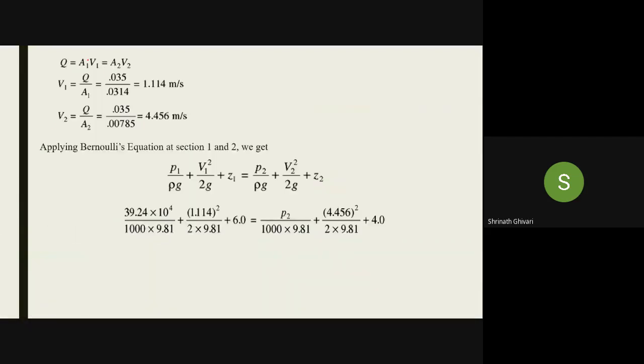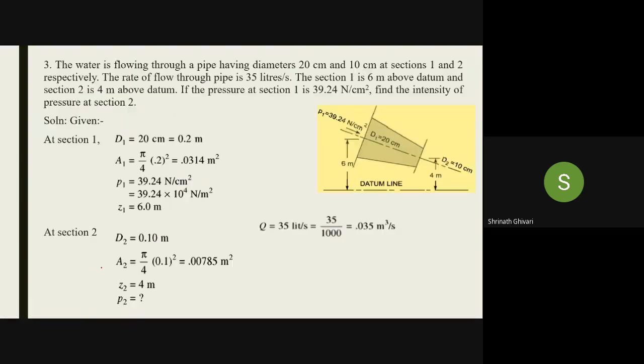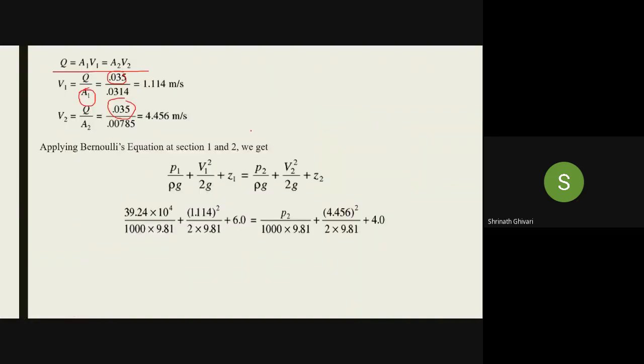So I've done it here. See here, Q equal to A1 V1 equal to A2 V2. So V1 equal to Q by A1, V2 equal to Q by A2. Q is 0.035, same here also. Only what will change? Area will change. Why is the area changing here? Because the diameter is changing. Diameter is 20 centimeter over here and here it is 10 centimeter. Therefore, the area changes.